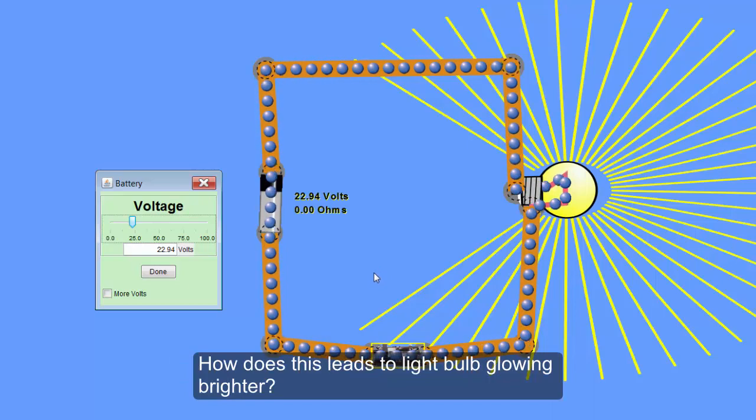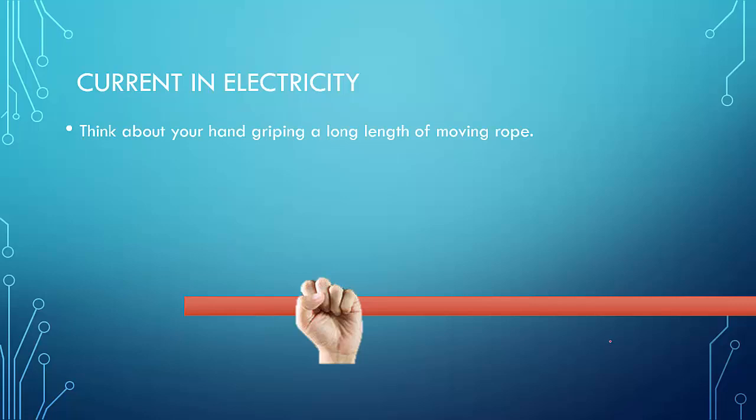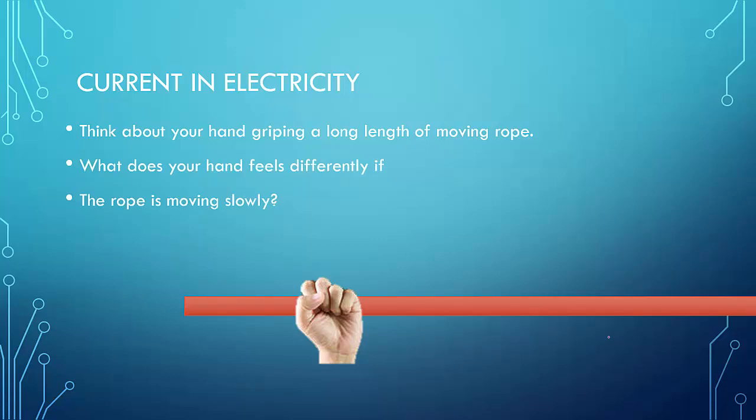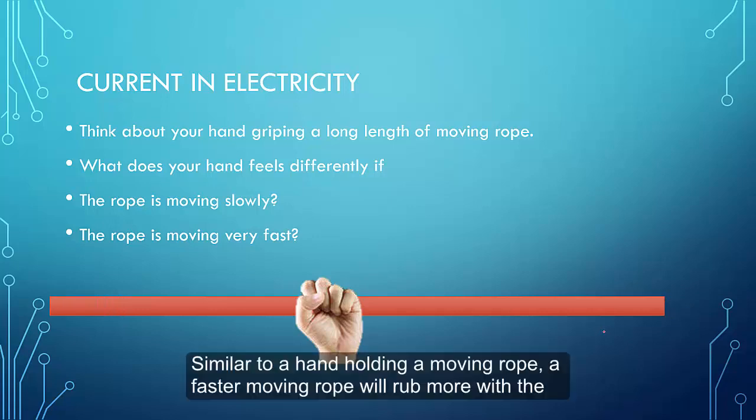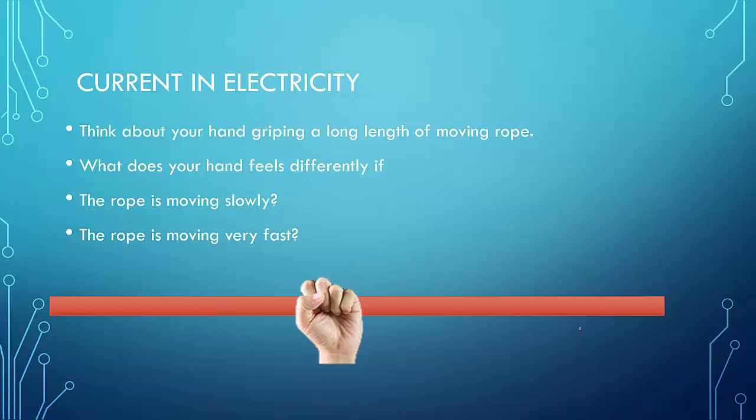And how does it lead to the light bulb glowing brighter? Think about your hand gripping a long length of moving rope. How does your hand feel differently if the rope is moving slowly compared to the rope moving very fast? Similar to a hand holding a moving rope, a faster moving rope will rub more with the hand and the hand will feel hotter compared to a slower moving rope.